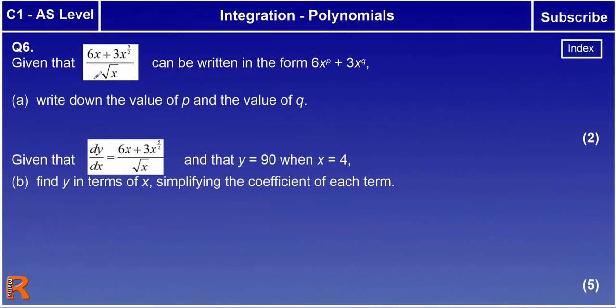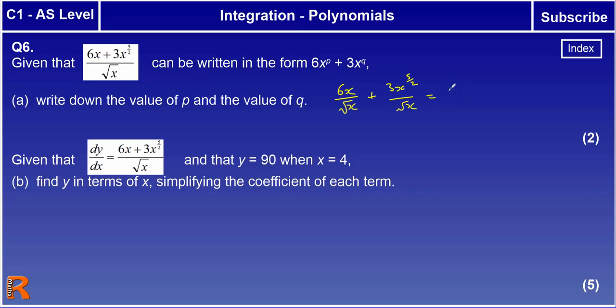Okay, back to another question with a fraction with a power of x on the bottom. We've got fractional powers, this square root symbol. So this is quite an involved question. We need to write down the value of p and the value of q. So it's essentially telling you that you need to break it up into two separate powers of x. So this first one, we're going to have 6x divided by the square root of x, and the second one we're going to have 3x to the 5 over 2 divided by the square root of x.